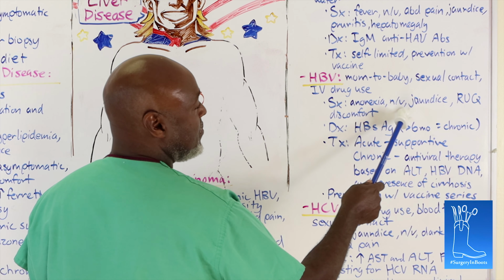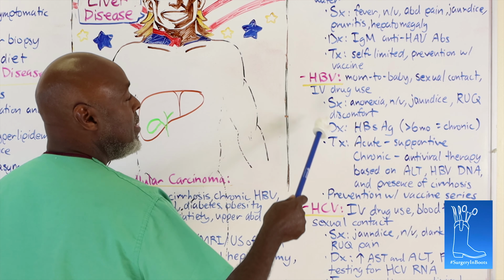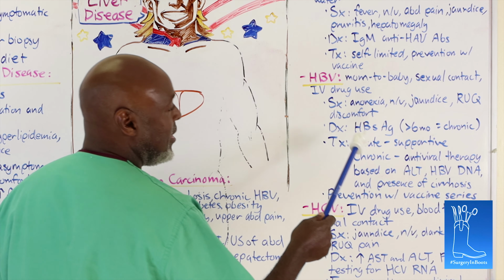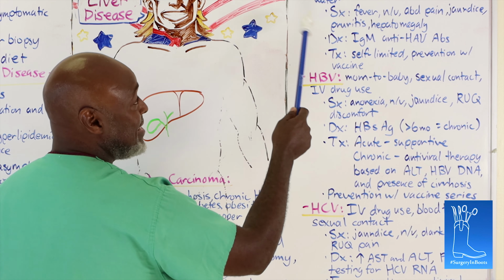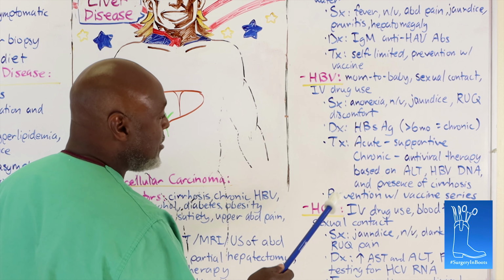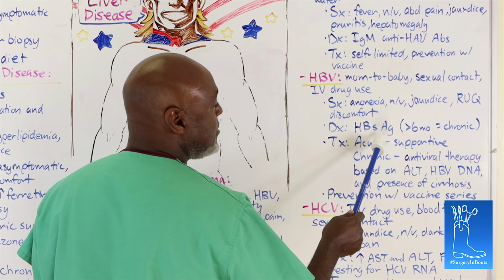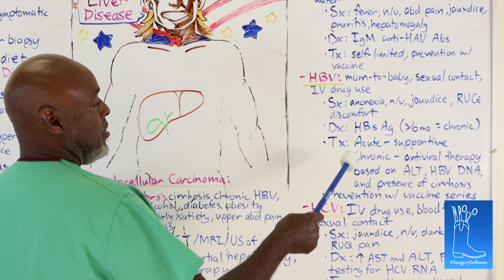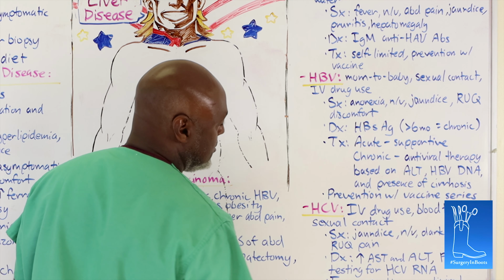Symptoms: anorexia, nausea, vomiting, jaundice, right upper quadrant abdominal pain, discomfort. This is more of a chronic thing. They come in sick, but not as sick as hepatitis A. Diagnosis: hepatitis B surface antigen, greater than 6 months, chronic.